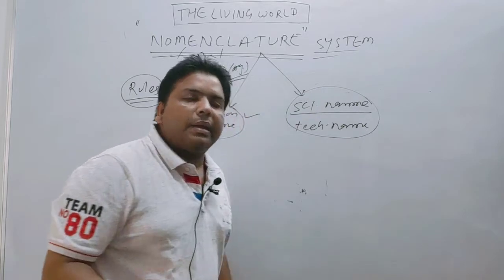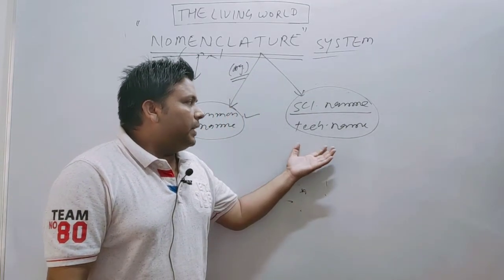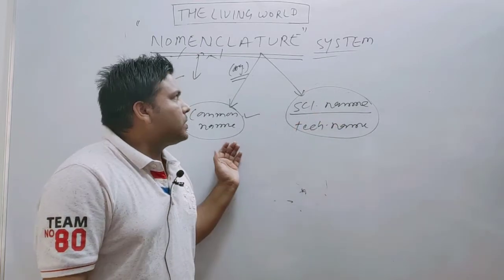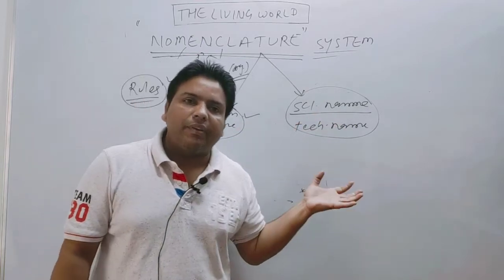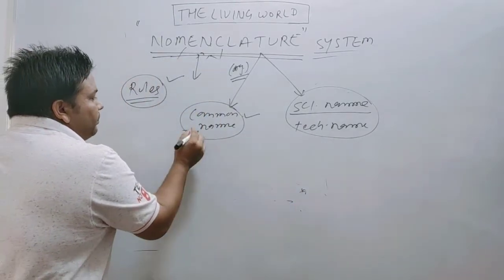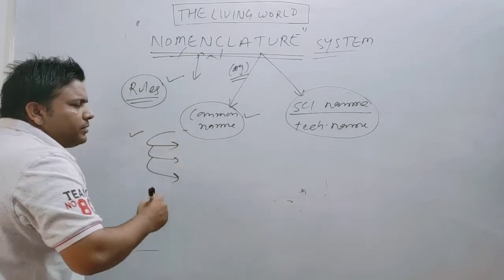One thing is scientific name, another is technical name. There are two names, but more accurate is the scientific name. There is a reason. So there is a difference between the common name and the scientific name. What is the advantage and disadvantage for that?